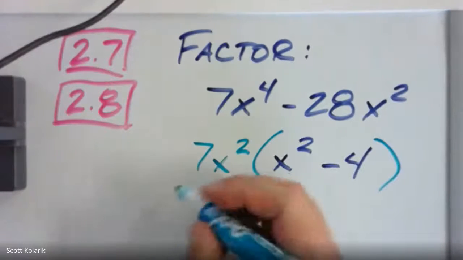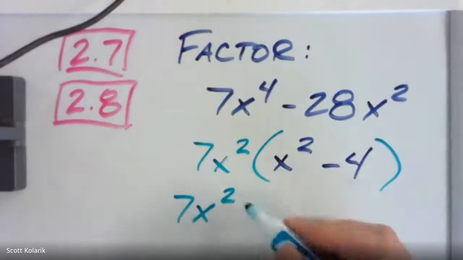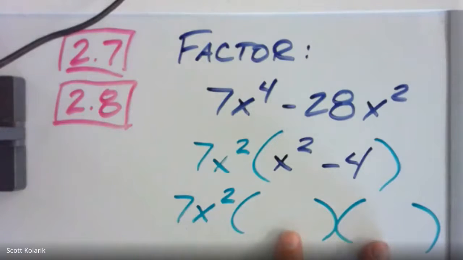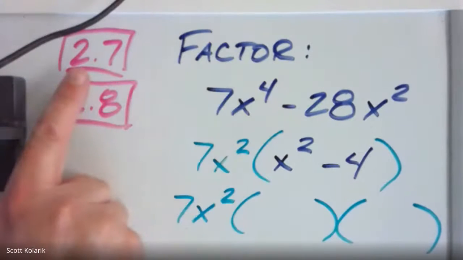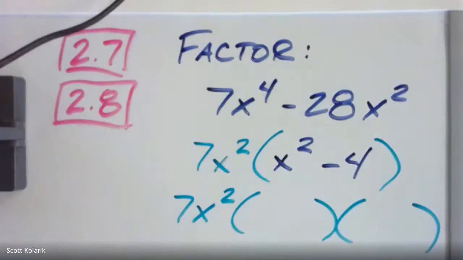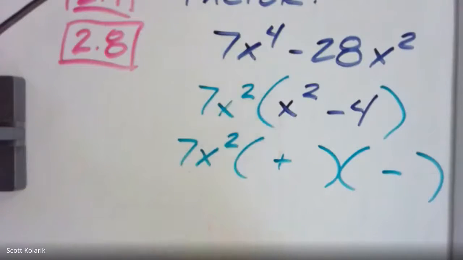So the 7x squared, nothing happened to that, that's still there. But when I factor this x squared minus 4, I'm going to get 2 parentheses. This is where we apply the structure that we learned for difference of squares, the process that we learned in section 7. Anytime I'm factoring a difference of squares, I'm going to get a sum and difference combo. Now I'm looking for what goes in these first positions. That's going to be the square root of my first term, and the square root of my second term is going to be my second position.